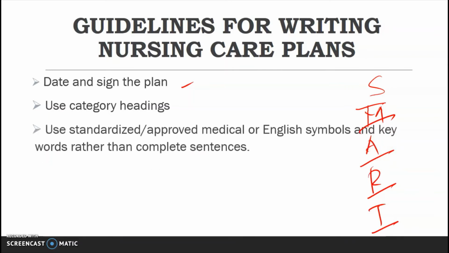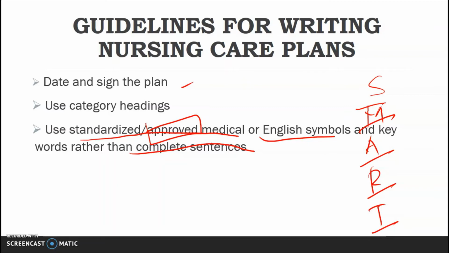Okay, we have to use standardized or approved medical and English symbols and keywords rather than complete sentences. Again, use standardized. When you write a nursing care plan, it has to be written in a concise manner. It is advisable to use standardized and approved medical or English symbols rather than using complete sentences. But take note, you have to use approved, standardized medical and English symbols and keywords, not just any type of words or yung mga slang words na alam mo. Okay, hindi po pwede yun. It has to be standardized, universally acceptable to all who are going to read it, na pag nakita yung symbol na to, ay ito yung ibig sabihin.